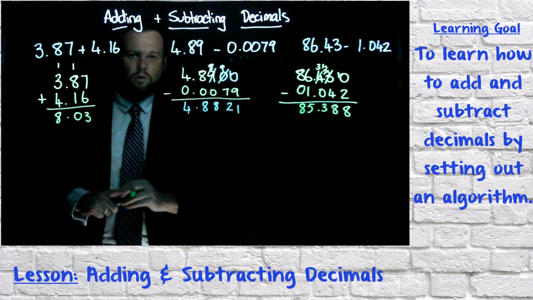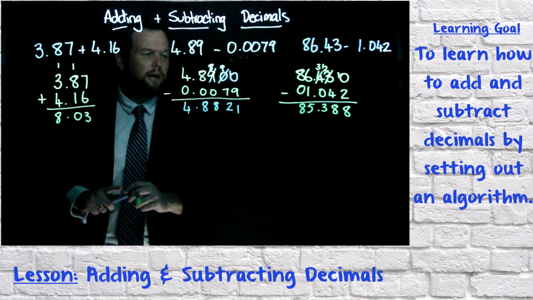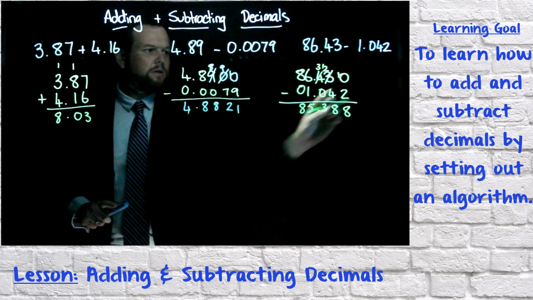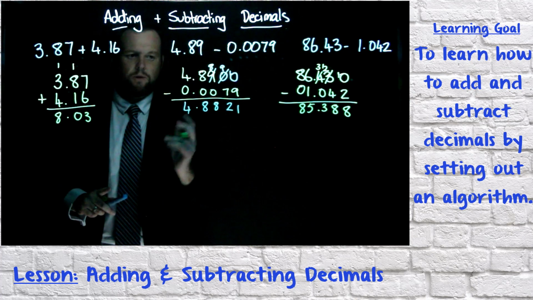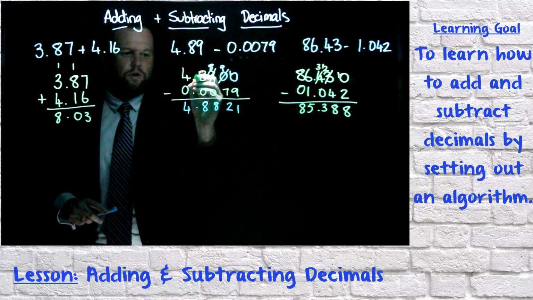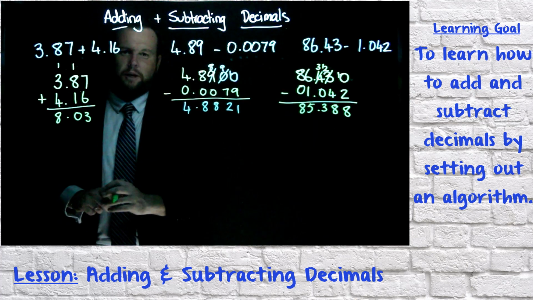You just need to remember to set out the algorithm properly and add in those zeros wherever you have gaps in it. And if you follow those rules, you'll get it right. Make sure you always show your decimal points in a straight line.